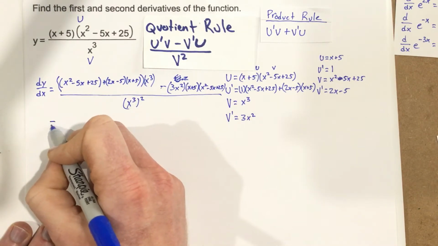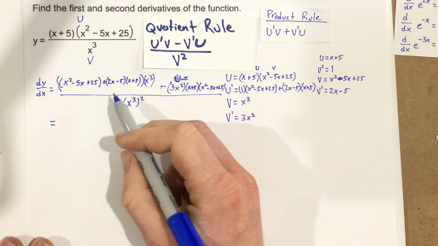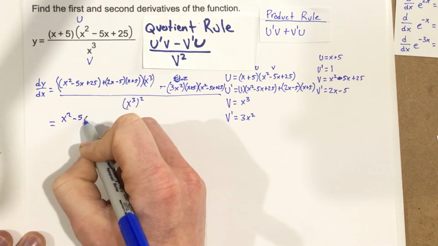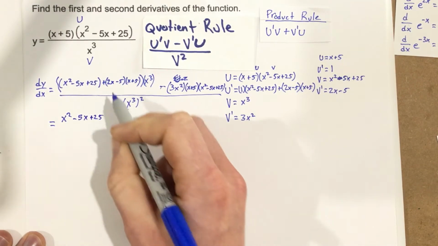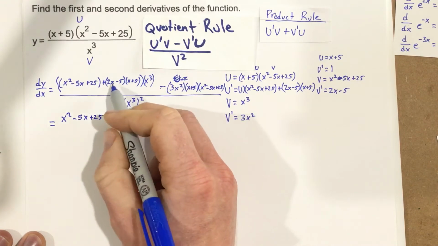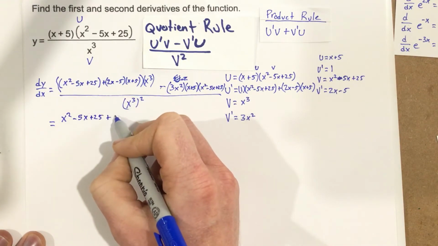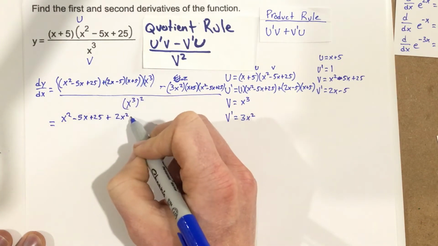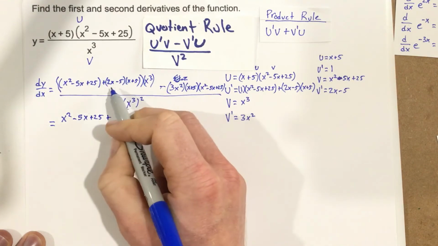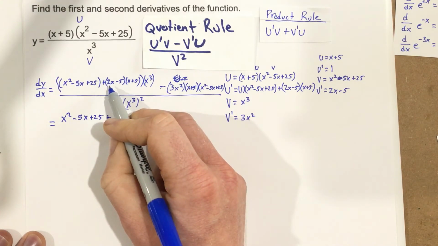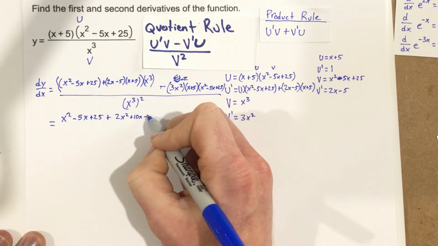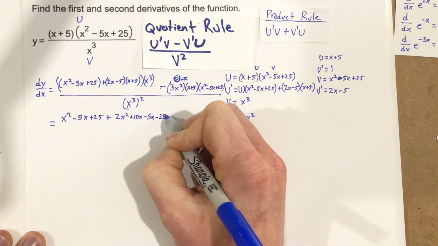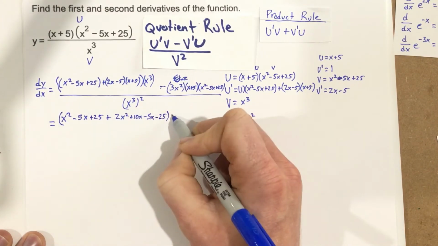Now we've got a lot of simplifying to do here. So let's go ahead and start distributing and combining like terms. So this is x squared minus 5x plus 25. This will be plus 2x times x is 2x squared. 2x times 5 is 10x. Then we have negative 5 times x is negative 5x. Negative 5 times 5 is negative 25. And this is all times x cubed.